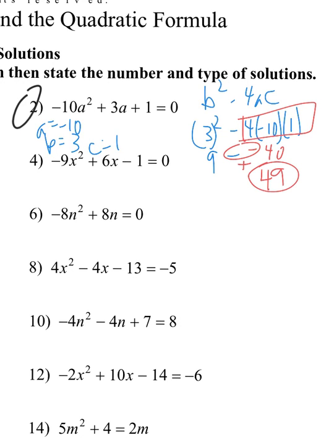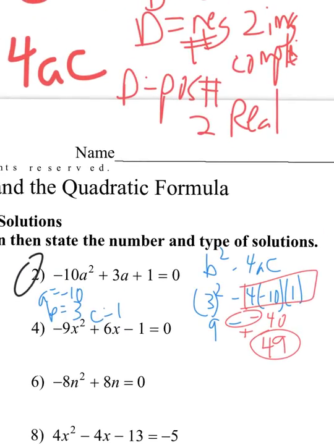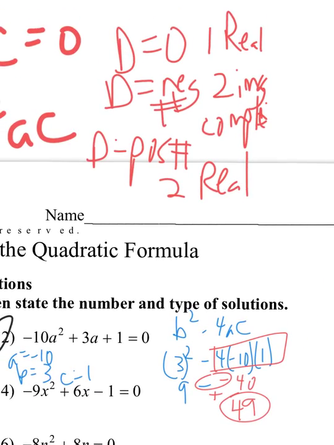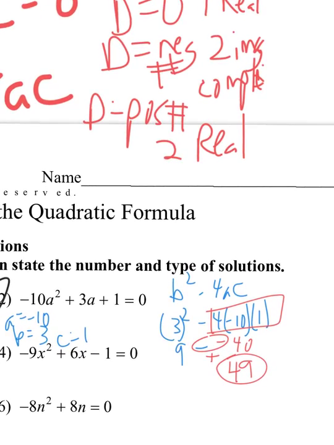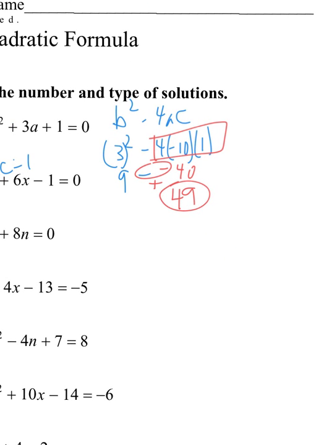That's the one thing you have to give for your answer. And if you go back to what I talked about earlier, we got a positive for our value of the discriminant. We got 49. So that means there will be two real solutions.